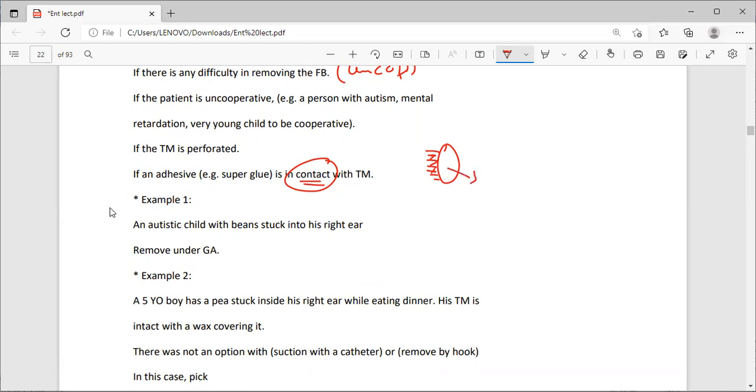Remember. Example number 1, an autistic child with something stuck. In a normal child you can just go with the hook, because it is a round and hard object, but this is an autistic child, so you have to perform a GA, general anesthesia. So for that you have to send the patient to the ENT department.